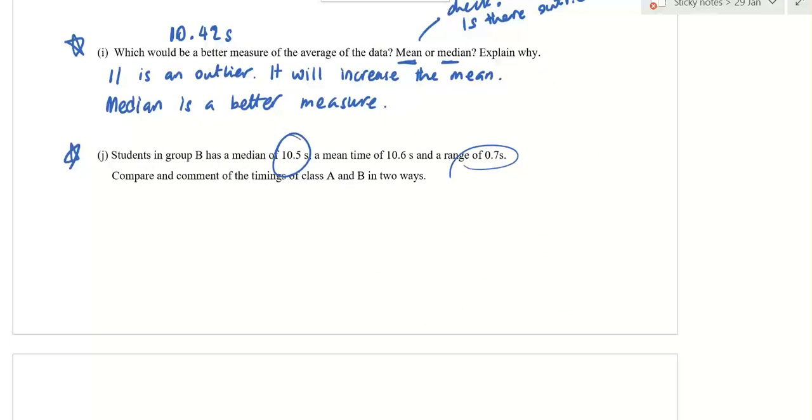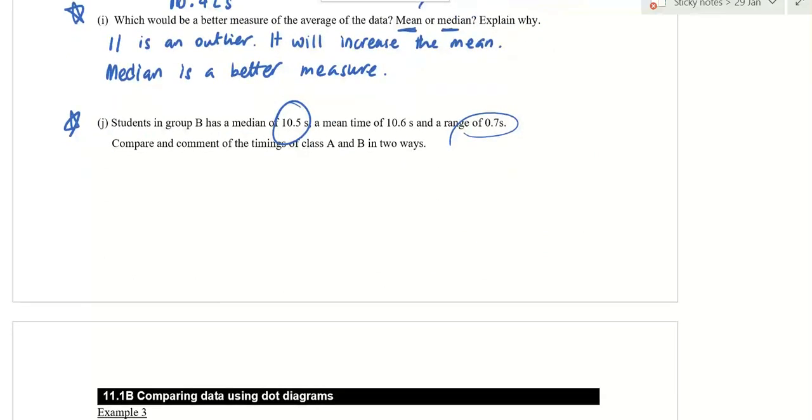Okay, so later, we will answer this question by comparing the values. They say compare and comment on the timing of these two classes in two ways. So this is a very important question. You must be able to answer it in the following format. We're going to compare the median. Okay, we don't want to compare the mean. So we write down for the first one, they wanted two ways.